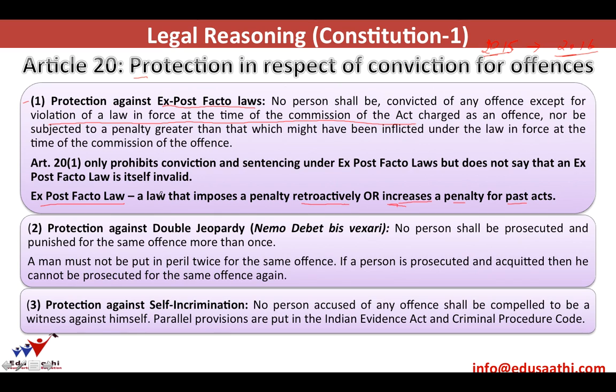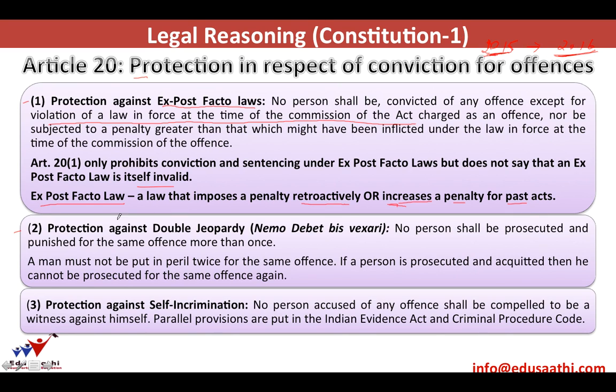Article 20 clause 1 only prohibits the conviction and sentencing under ex post facto laws, but does not say that an ex post facto law is itself invalid. So this means the law passed in 2016 is not invalid. It's just that you cannot convict people who had done the act prior to 2016 in relation to the act and its powers. So the law would not be invalid, but the conviction of a person for the previous acts would be invalid.